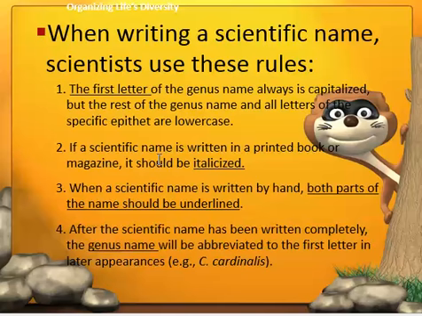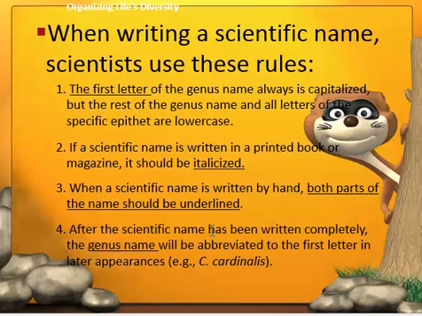So here are the rules for writing a scientific name. First of all, the first letter of the genus name is always capitalized. The rest is lowercase, and then the specific epithet is lowercase. If a scientific name is written in a book, it needs to be italicized. So if you're typing it, you need to italicize it. If you're writing it by hand, you should underline it.